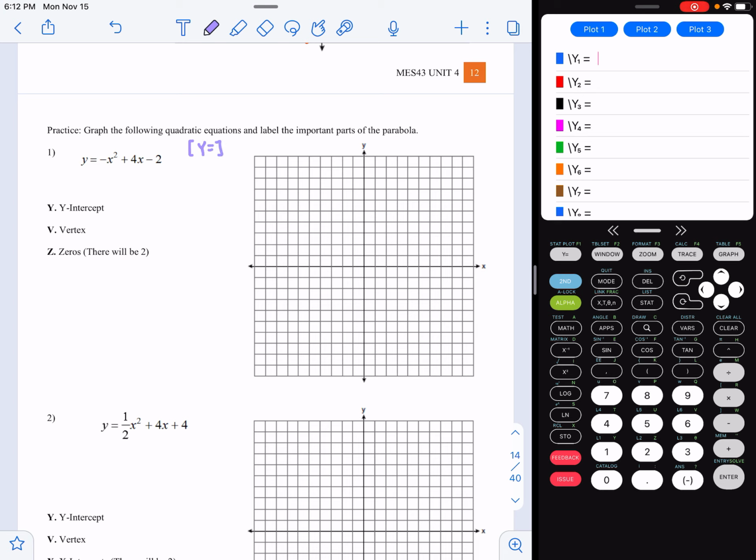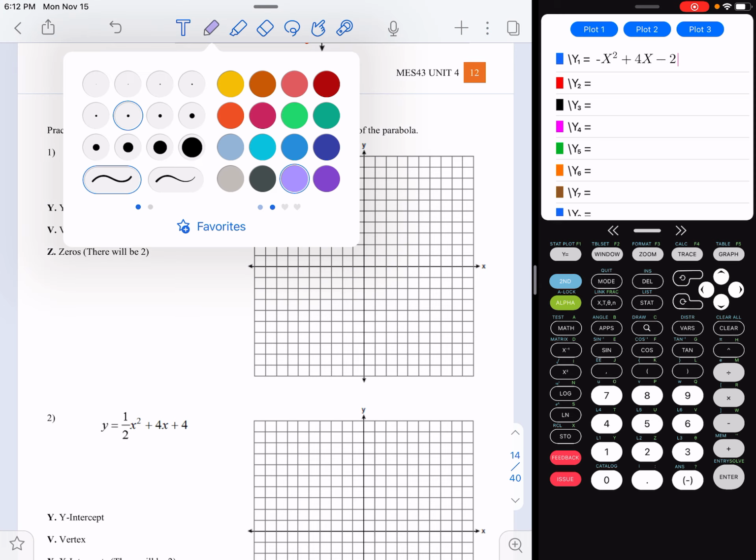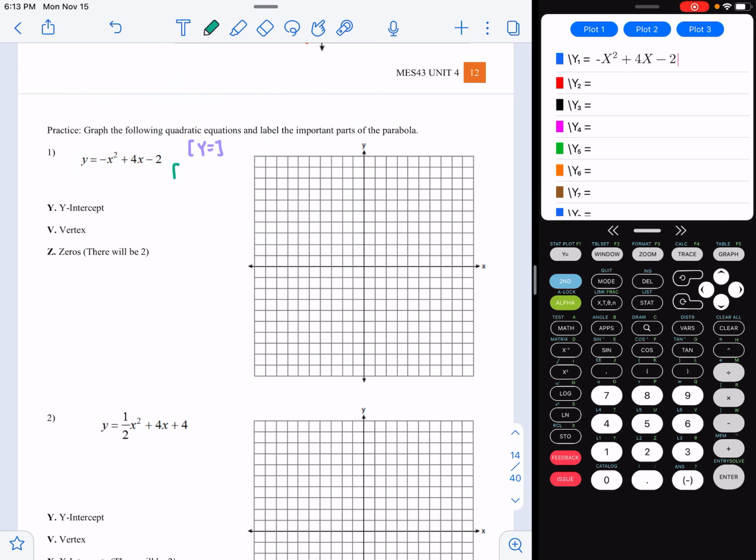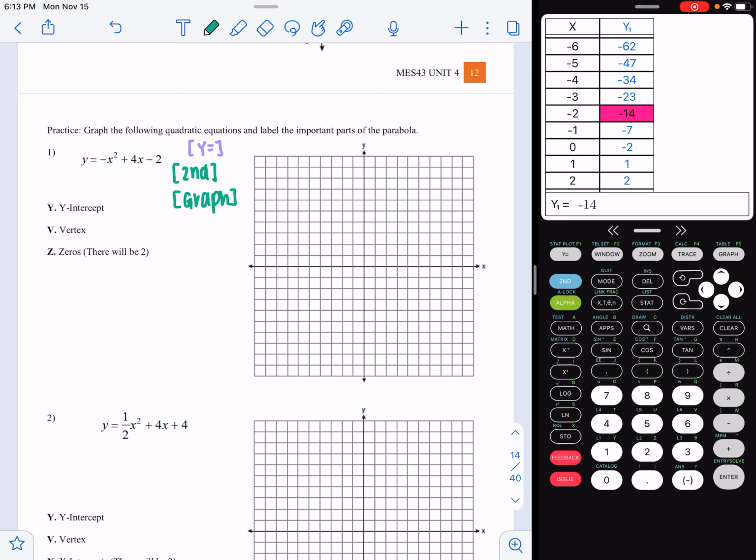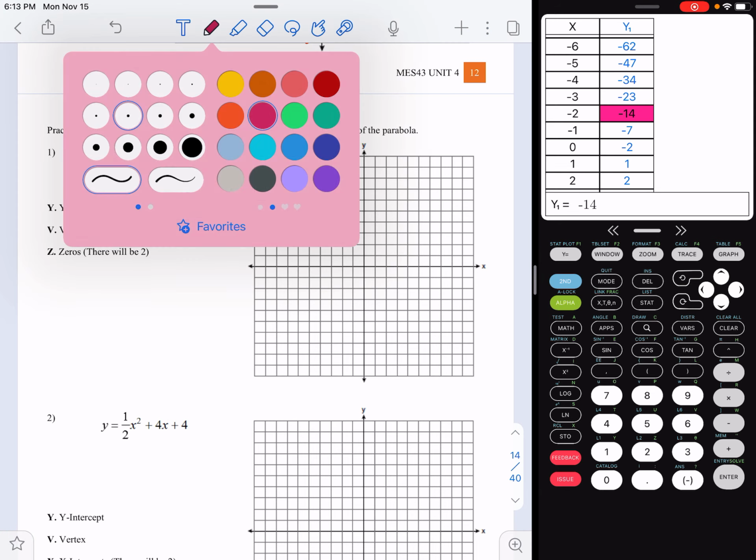and we get the screen on my right. Let's go ahead and enter our equation. That's negative x squared plus 4x minus 2. And then remember, after this, to get our table of values, you're going to press second graph. Okay, if you do that, we end up getting our table of values. And we want to write down the points that we're going to be able to plot.